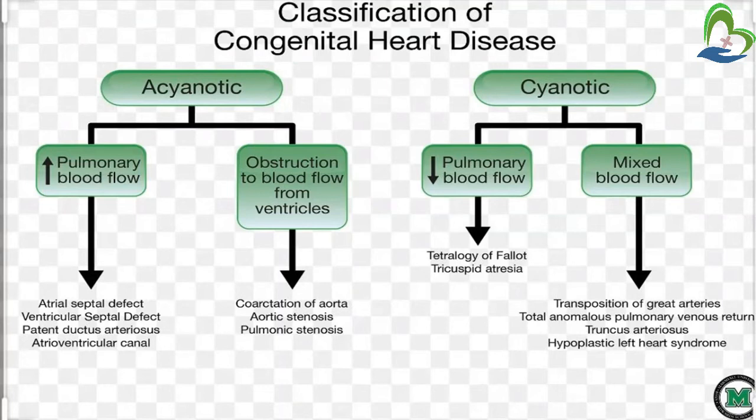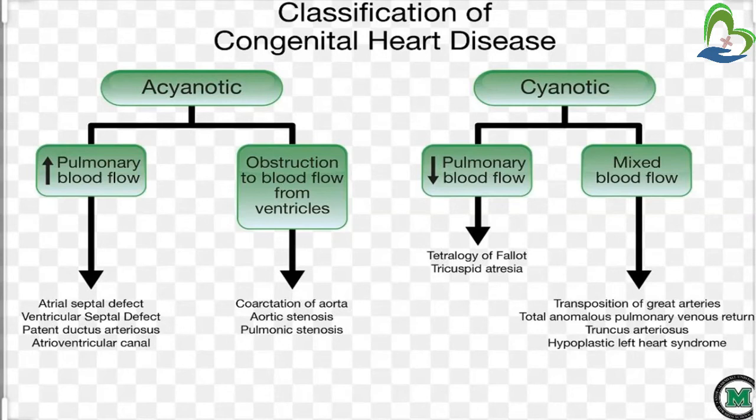Okay, acyanotic is further classified into increased pulmonary blood flow and obstruction to blood flow from ventricles. So in increased pulmonary blood flow, the congenital heart diseases are, first, atrial septal defect, then ventricular septal defect, patent ductus arteriosus, and atrioventricular canal. Then in obstruction to blood flow from ventricles: coarctation of aorta, aortic stenosis, pulmonic stenosis.